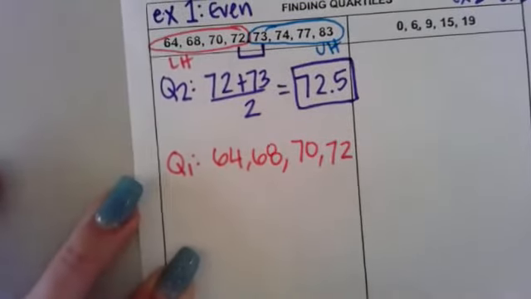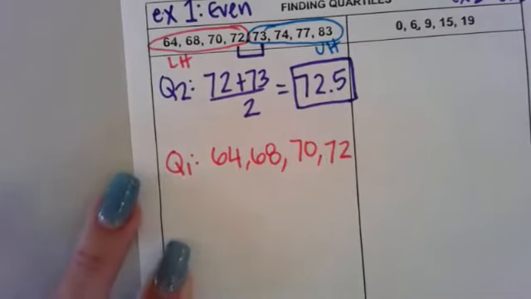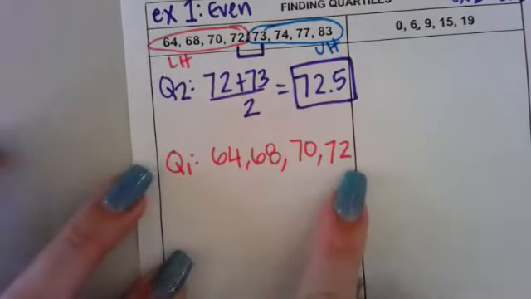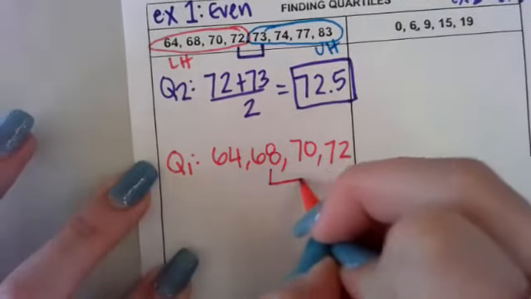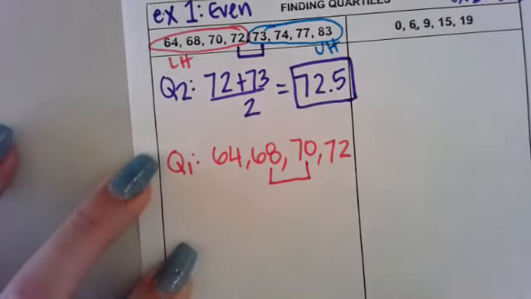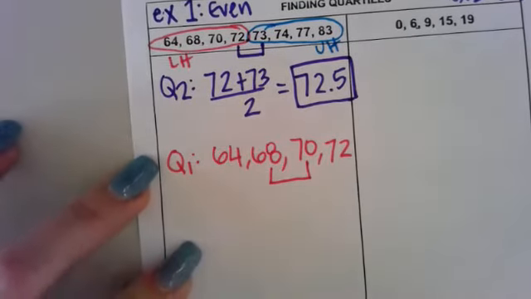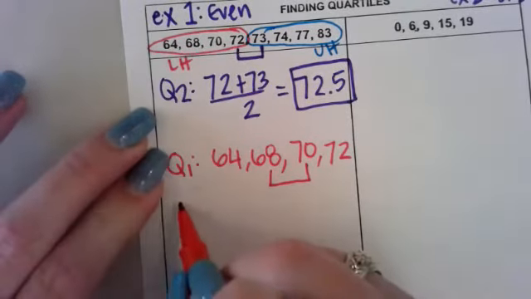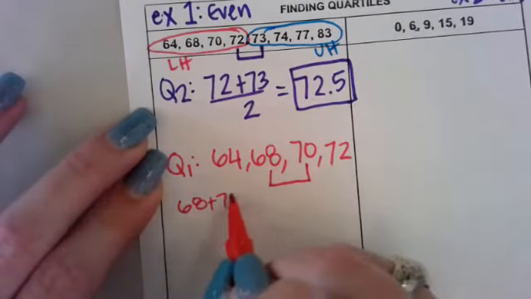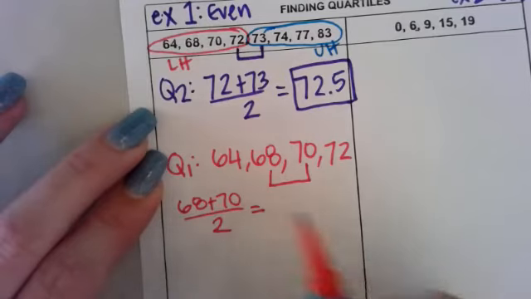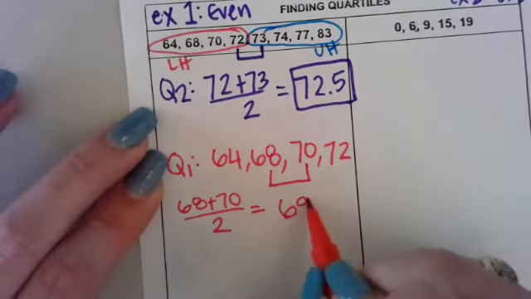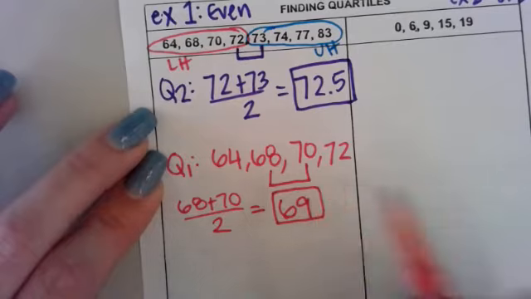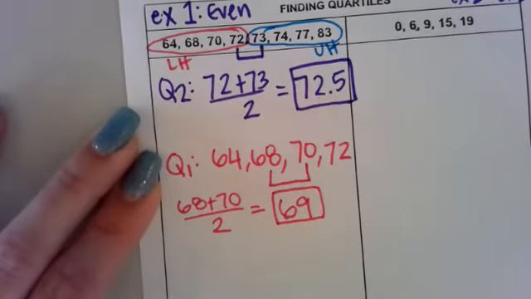So if I want to find the median of this lower half, since I have these 4 numbers, I know my median is going to be what's halfway in between 68 and 70. There's a couple different ways we could do it. We could think about what's halfway in between, or we could do 68 plus 70 and divide by 2. We could find the average. Either way, you get that the first quartile is 69.